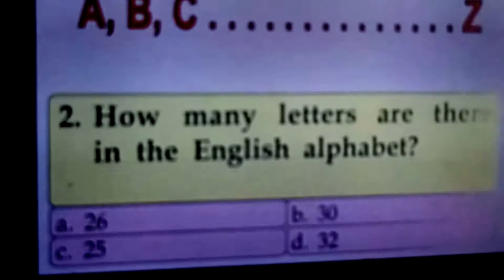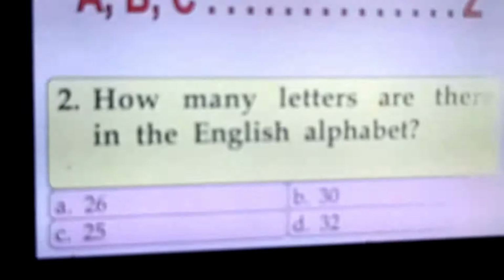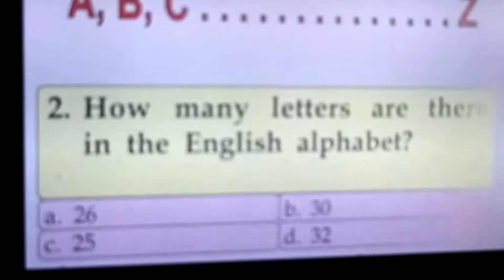Okay, how many letters are there in the English alphabet is our next question. Are there 25 letters? No. Are there 30 letters? No. Are there 32 letters? No. Are there 26 letters? Yes. Chiru, how many letters? Is 26 the correct answer? Again, jingle bell. You're in full Christmas mode, Chiru.